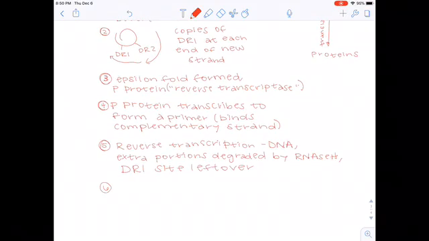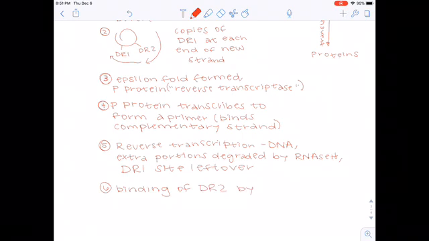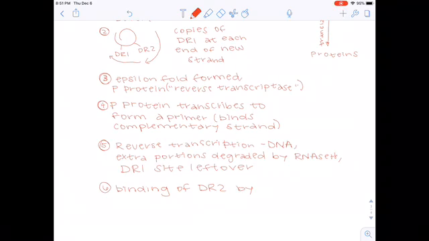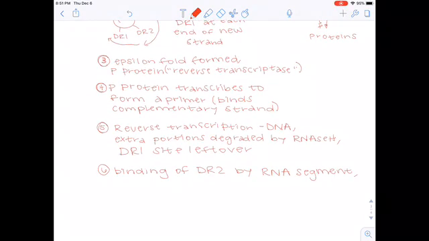And so we have the sixth step is where the leftover portion of the RNA segment jumps to the other end of the negative sense DNA strand, and it's going to bind to the DR2 sequence. So, binding of DR2 by what is left of the RNA segment. And from there, the P protein will synthesize the rest of the strand.